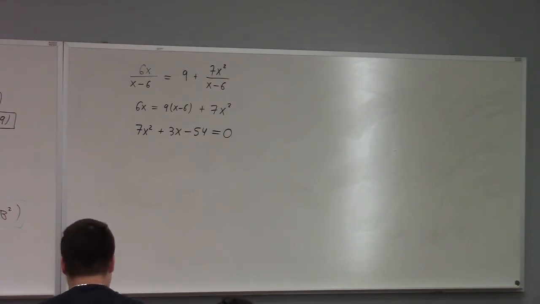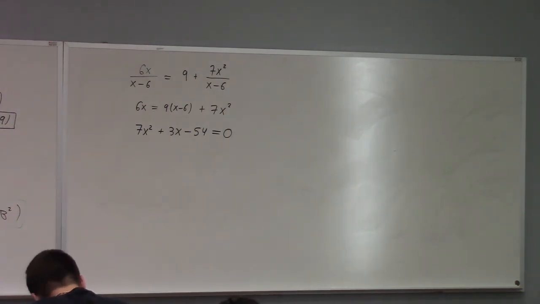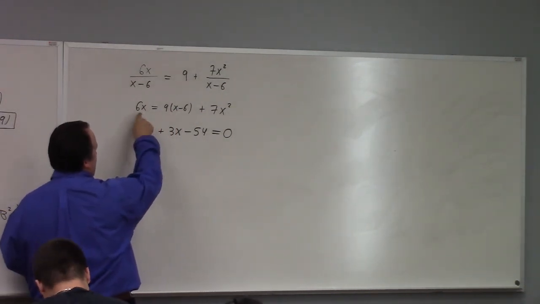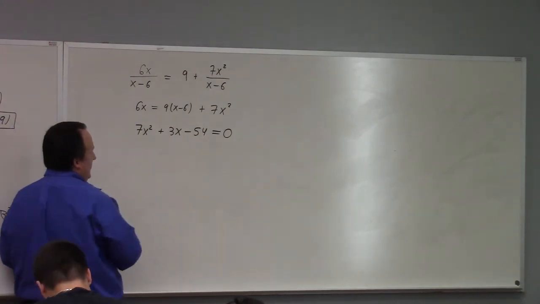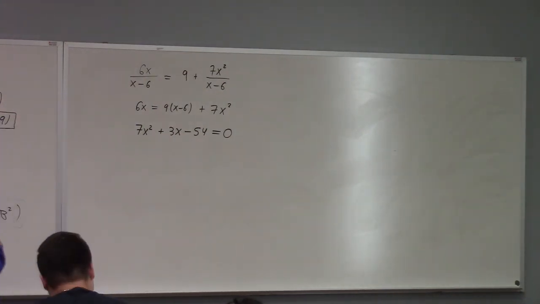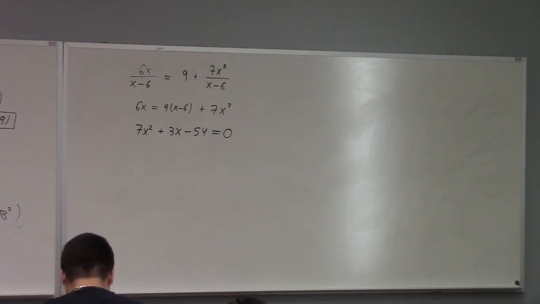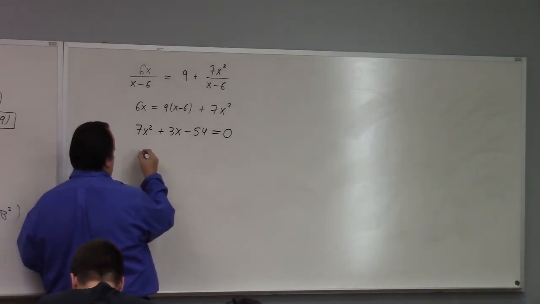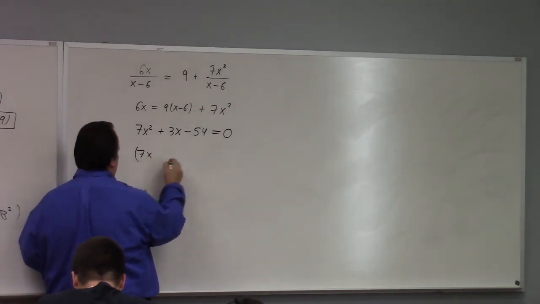All right. So I got 9x from here, and then I have to subtract that to the other side. So 9 minus 6 is 3. All right, now this one's a little bit messy.